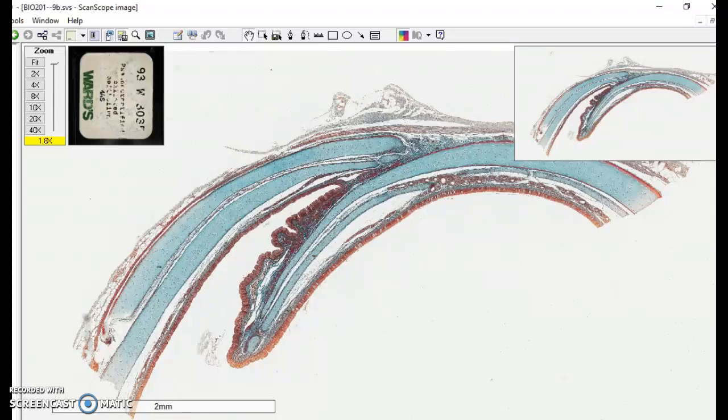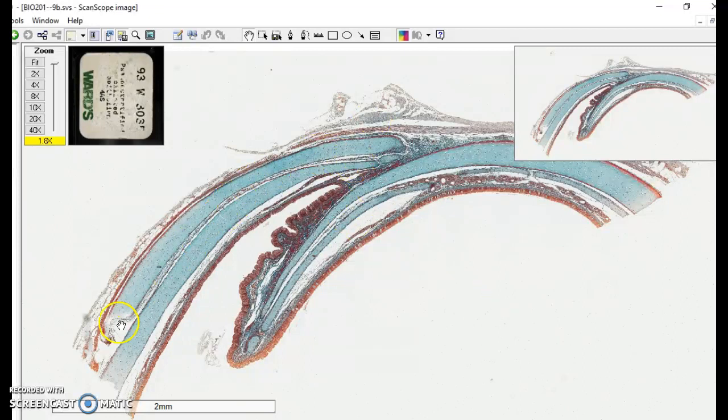Pseudostratified, ciliated columnar epithelium. Wow, that's a mouthful. Okay, best place to see it, or a very good place to see it, is in the trachea. Now, this is a trachea, but it's been cut, and trachea is like a ring. The ends of the ring are overlapping.